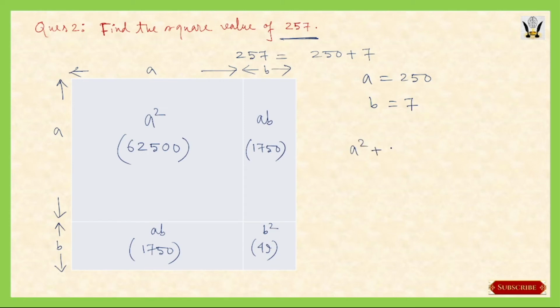And the total area will be what? Total area will be A square plus 2AB and then B square. So finally the square value will be how much? 62500. Then 2AB is 1750 plus 1750, so it will be 3500. Then as B square we have 49. So finally if we add these three values, it will be 66049. So if you now find separately by using the normal method the square value of this 257, we will get the same value only.